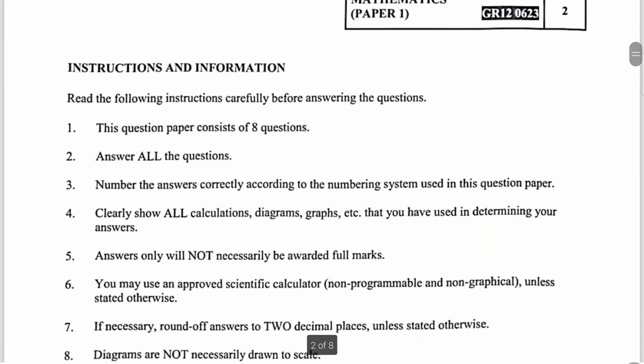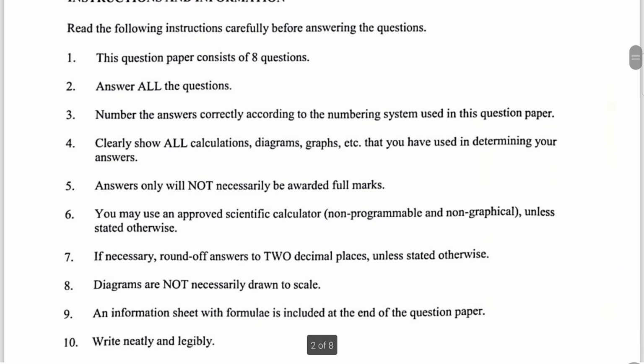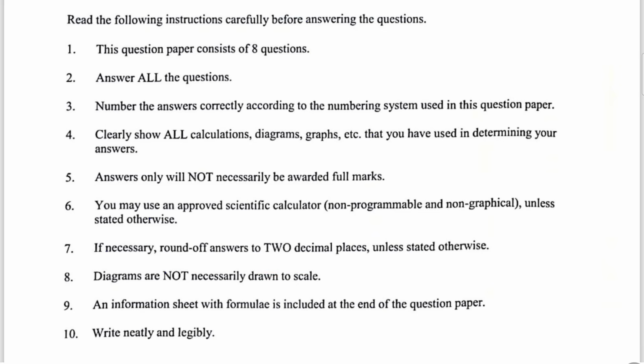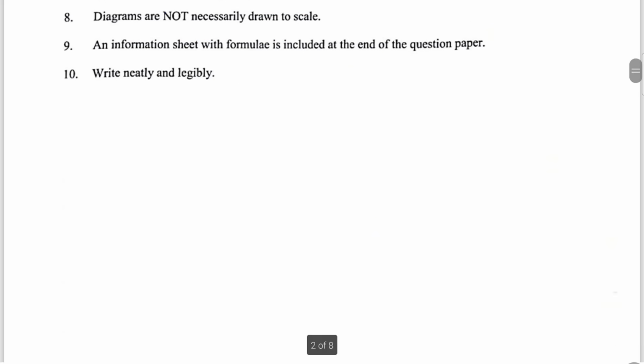and you can just use this to help you prepare for your June exams. Okay, looking at the instructions, just remember that, if necessary, round off to 2 decimal places unless stated otherwise. And remember that the diagrams are not necessarily drawn to scale. Okay, so with that being said, let's get into this video.